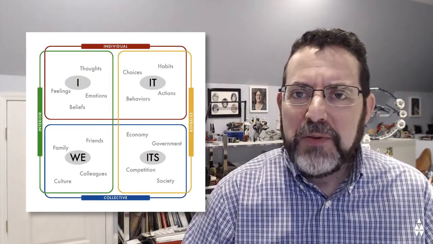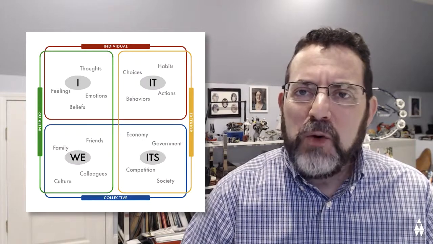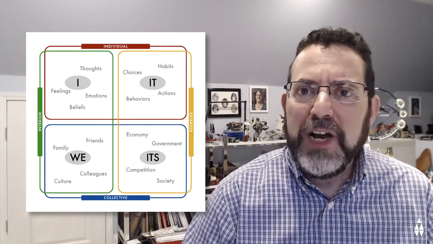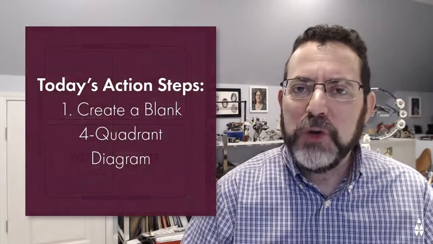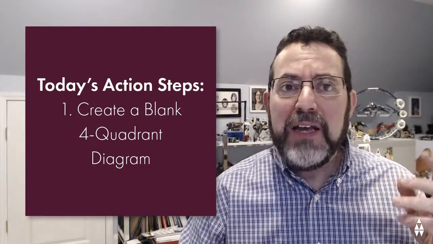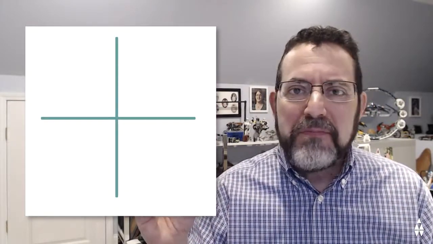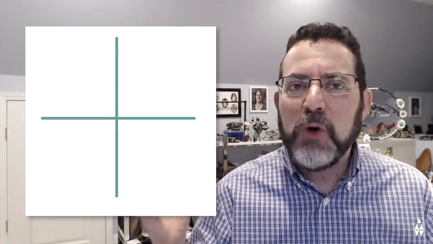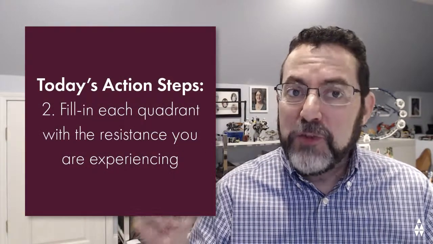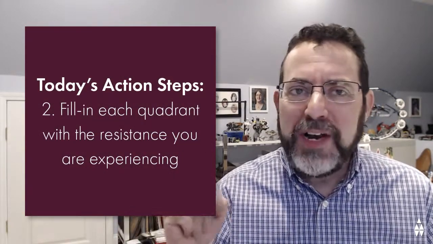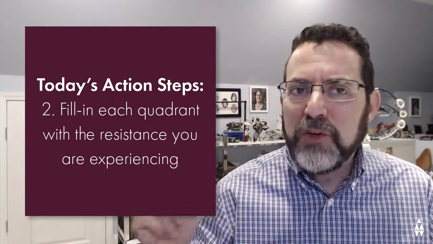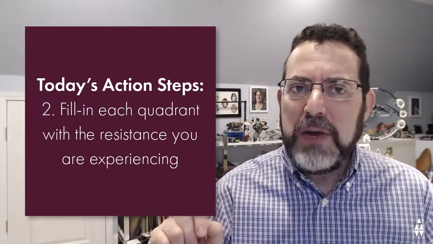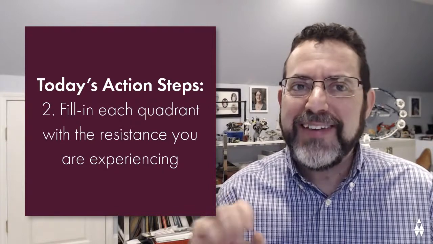Today's action step is to think about the resistance that you're encountering on the road to meeting your professional goals. Create a diagram like this. Just 2 lines intersecting to create 4 quadrants, and write down what sources of resistance you're encountering. Understanding the source of resistance can help you overcome it by using some of the techniques we discussed today.